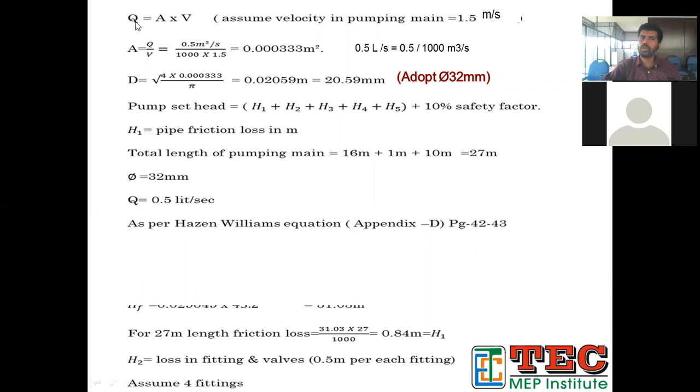And we know the formula Q is equal to area into velocity. Velocity we know, 1.5 meter per second. Q we have found now. So from there we can find out the area. So area equal to Q by V. So Q you already know it.